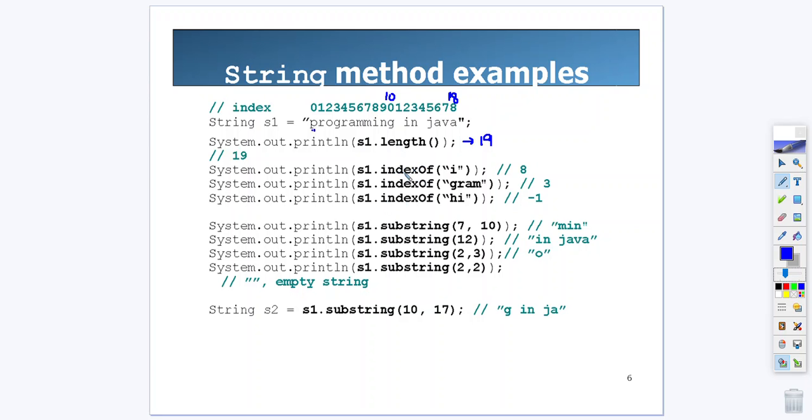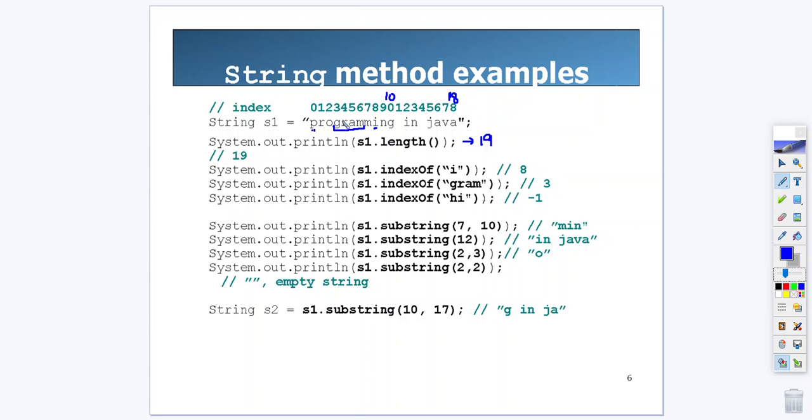So let's talk about indexOf. IndexOf is searching your string for a particular string or substring. So if I'm looking at S1 for an i, I'm going to search starting from the beginning, and I'm going to find it right here. And that index position is 8, so that's why it's going to print an 8. If I'm looking for "gram", I'm looking for that completely, which is right here. So where does that start? That starts at 3.